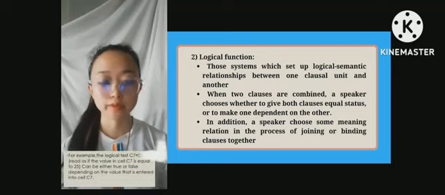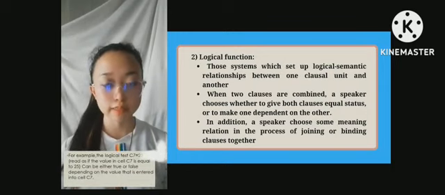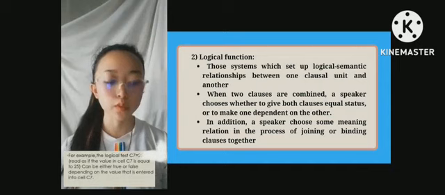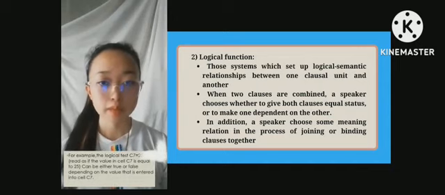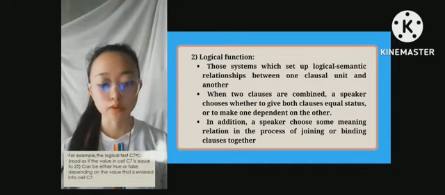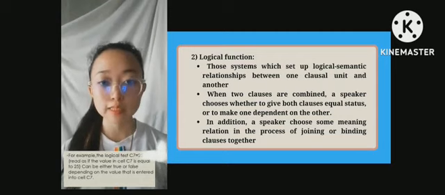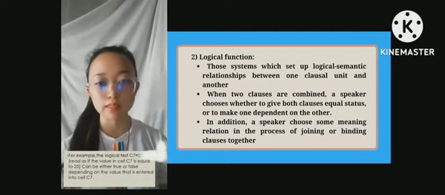For example, the logical test C7 equals 25 read as if the value in the cell C7 is equal to 25 can be either true or false depending on the value that is entered into cell C7.